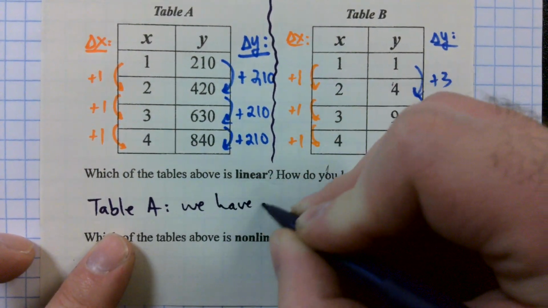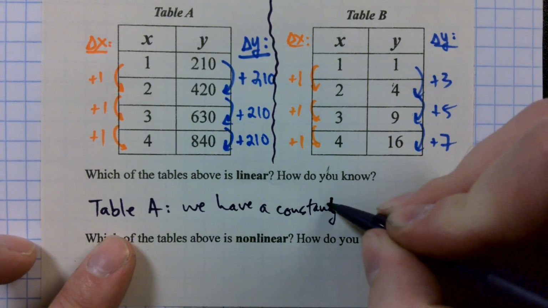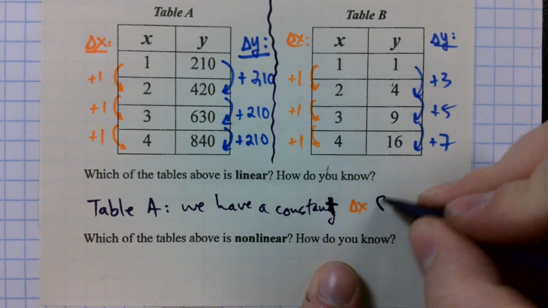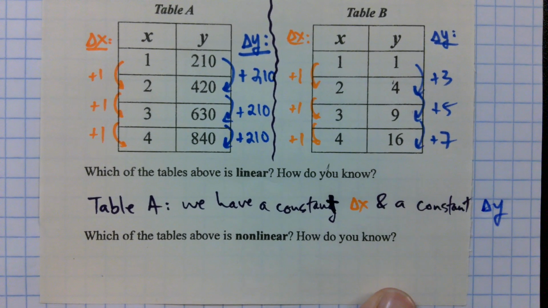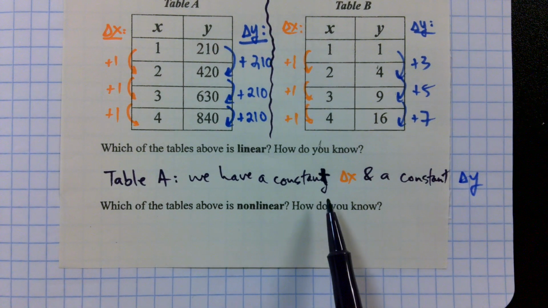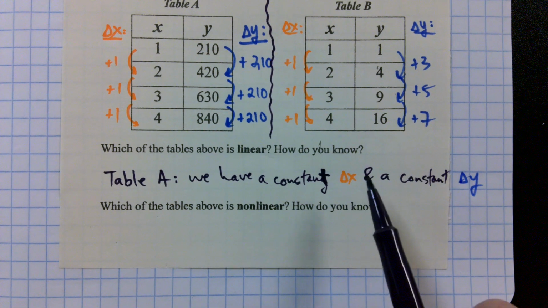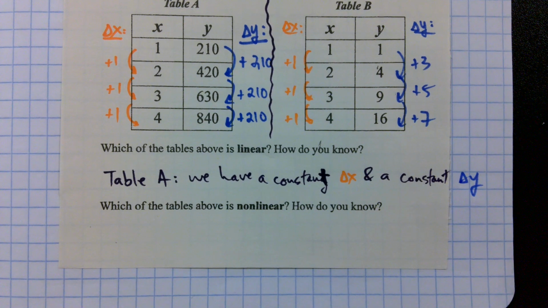We have a constant. That's not constant. That's constant. Constant change in x and a constant change in y. If we were to plot that, we would have a nice straight line. What does that say? Change in x and a constant change in y. That's the delta. It's a triangle. It's a Greek letter. Triangle x, triangle y.